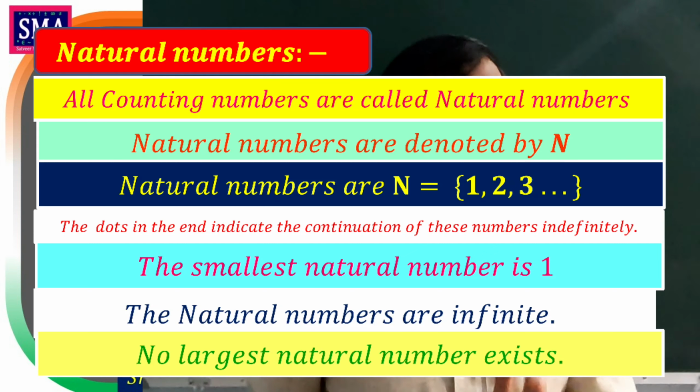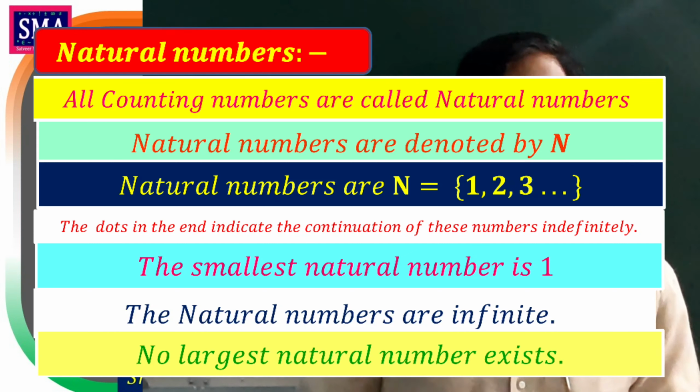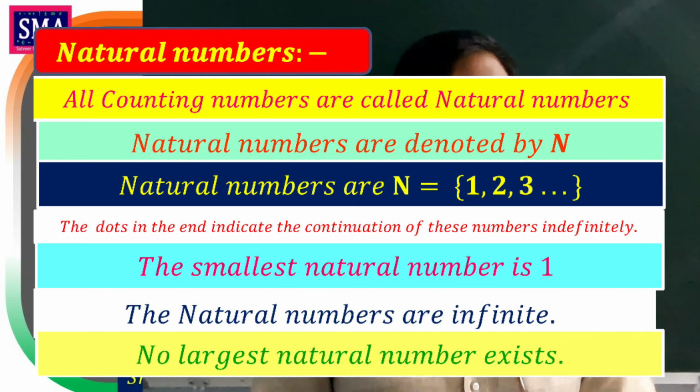Okay. The smallest natural number. Observe the natural numbers. 1 is the smallest natural number. The difference between any consecutive natural numbers is 1. The largest natural number is not defined. Okay. So counting numbers are called natural numbers, denoted by N. The smallest natural number is 1.